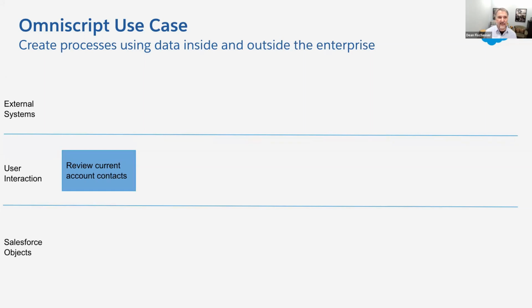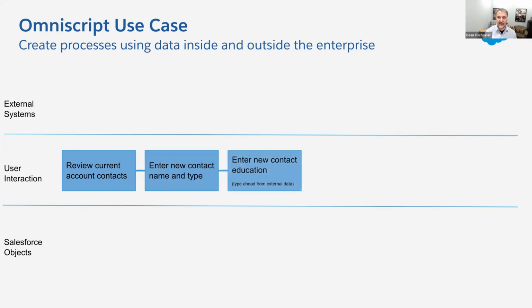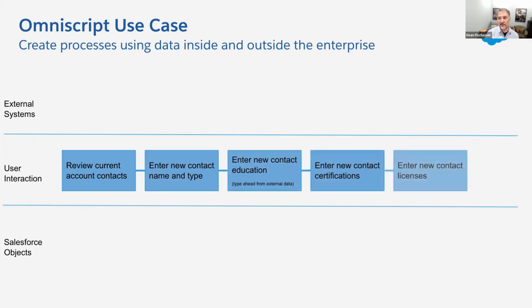So, what's an OmniScript? Kind of like a flow, right? We're going to walk through some steps. This is an example that I built. I'm not going to demo the example, but I wanted to talk about the use case. So this was a case where a provider had a roster of physicians and they wanted to add a new physician. So they might want to pull back all the current physicians within that practice, then enter in the new physician, capture their education records, capture their certification records, enter any new licenses, right?